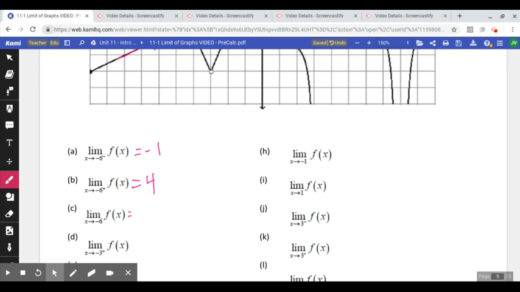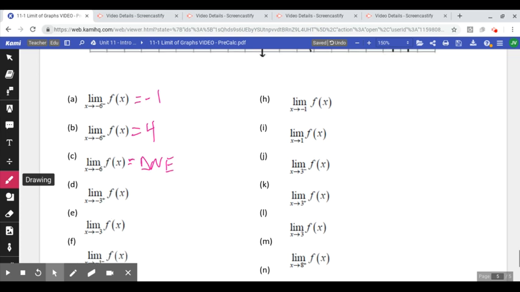Because those two values are different, we're going to say that the two-sided limit does not exist. If the two values for the limit from the left and the limit from the right around that x value exist and are the same, then we would say that the two-sided limit exists. Let's keep going here. We're going to work with D and E.